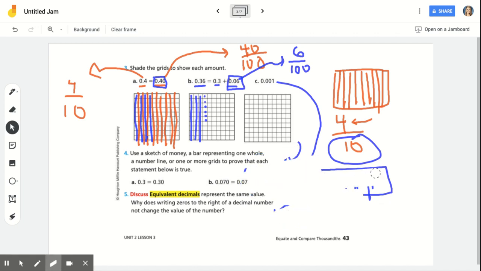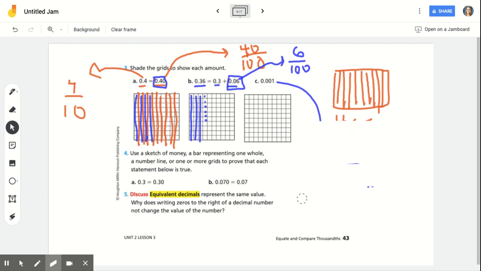And then let's take a look at number 4. It says, use a sketch of money, a bar representing one whole, a number line, or one or more grids to prove that each statement is true. And for A, we have 3/10 is equal to 30 hundredths. Let's use the strategy of sketching money here.